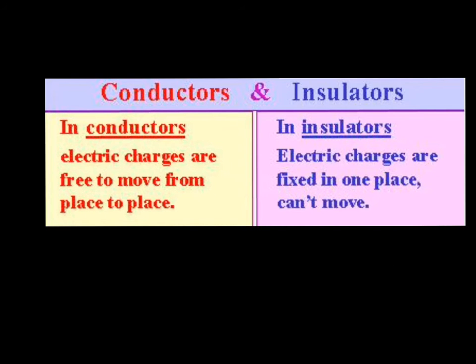Some materials are considered good at letting electric current flow through them, and some are considered bad at letting electric current run through them. We call them conductors and insulators. A conductor allows an electric charge to move freely from one place to another, and an insulator doesn't allow an electric charge to move easily from one place to another. Pretty simple, right?